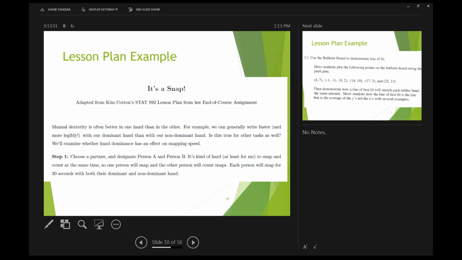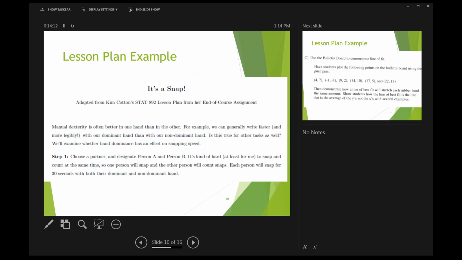Okay, so as Erin mentioned, a big part of their end-of-course assignment was the lesson plan. So we have a couple of examples of some of the ones that were submitted. This first one was done by somebody in Cohort 1, and we actually liked it so much that we incorporated it as an in-class activity in subsequent cohorts.